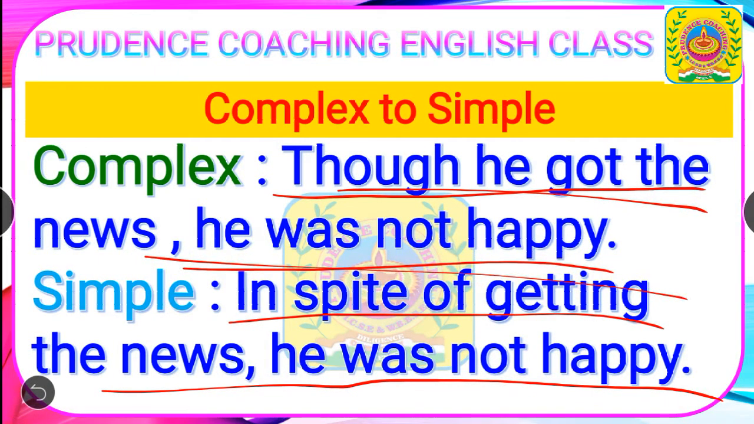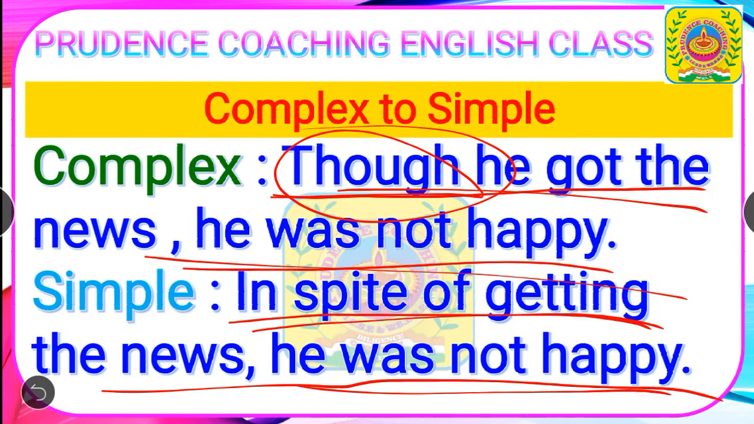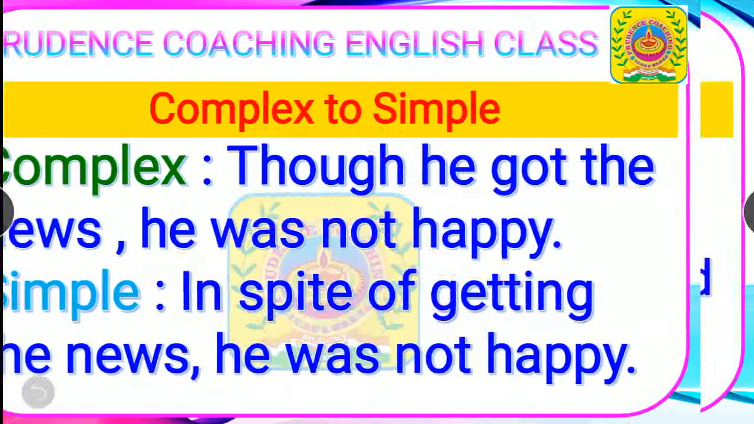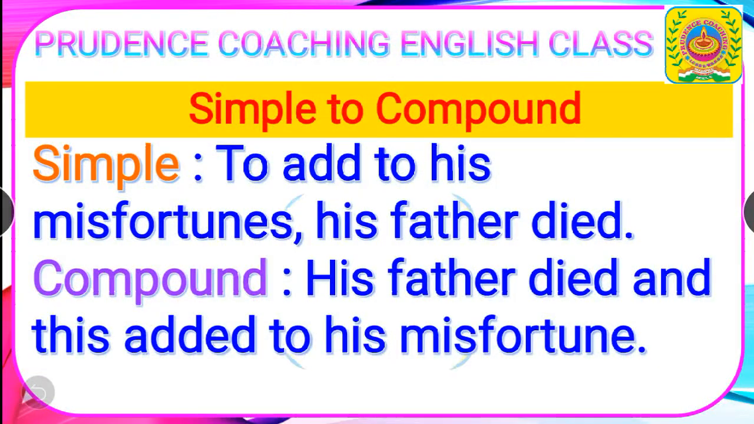And the simple will be, in spite of getting the news, because there is an opposite condition. In spite of getting the news, he was not happy. So though is being used in complex, and the replacement of though in simple sentence is in spite of. After in spite of, you must use the noun form of the verb. Okay, noun form.